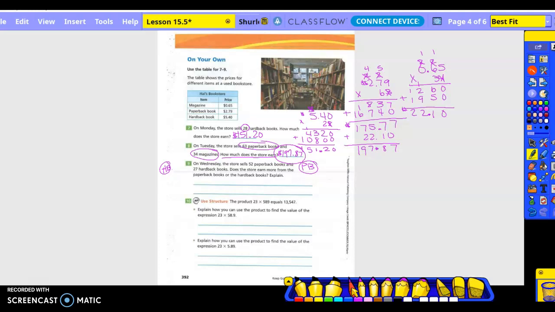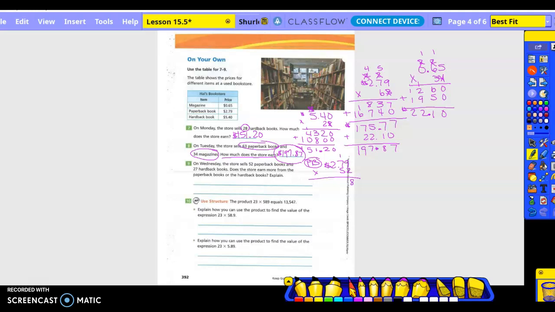Okay, so hardback or paperback, 52, how much is it? Okay, well, first of all, do we even have to show work on this? No, why not? Oh, actually we do, because I was reading that wrong. So paperback book. How much is a paperback book? $2.79 times what? Times 52. Okay, so 9 times 2 is 18.